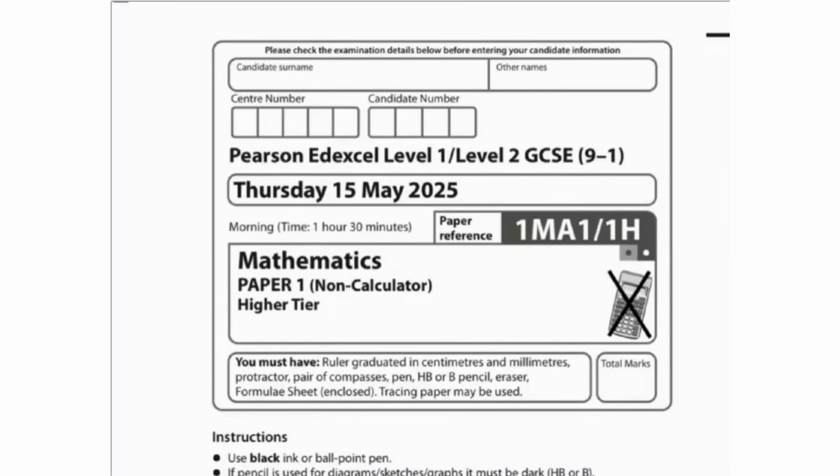Today we're going to do the May-June 2025 paper for GCSE Edexcel Math. This is Higher Paper 1. This is a non-calculator paper. In this video, we'll see how difficult or easy this paper was, and progressively we'll move on to paper 2 and paper 3 for higher and foundation as well. So let's start with this one.